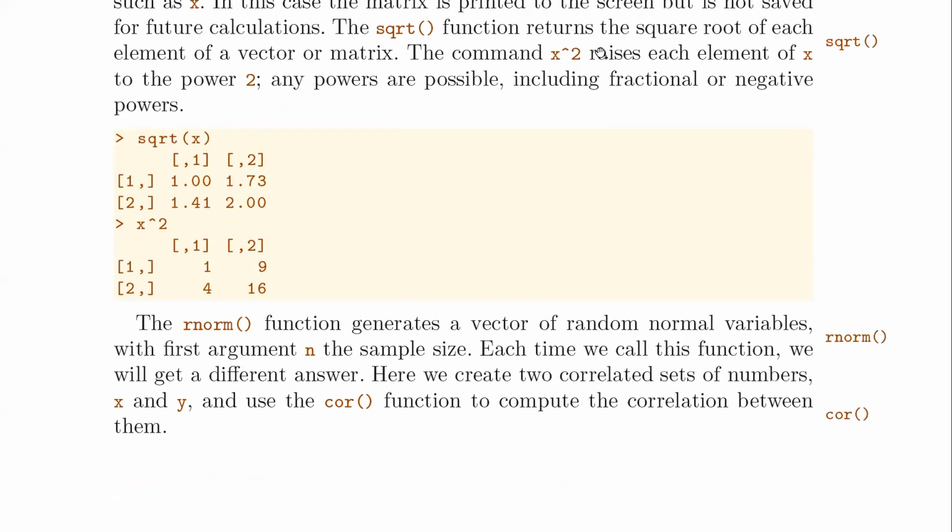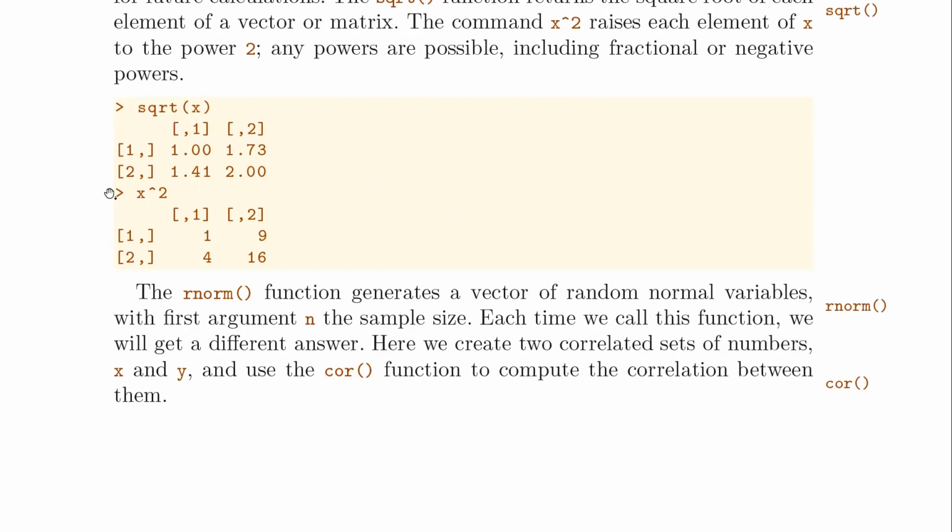The square root function returns the square root of each element of a vector or matrix. The command x squared raises each element of x to the power of 2. Any powers are possible, including fractional or negative. You get the idea. I'm going to move on. Stop me where necessary, as always.